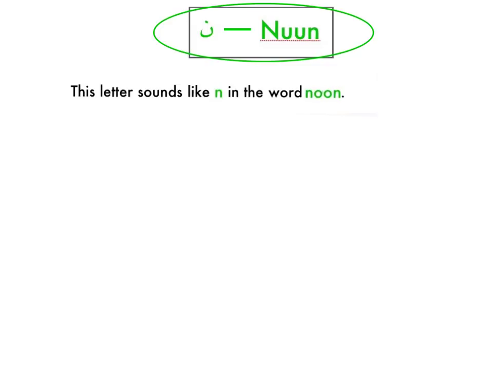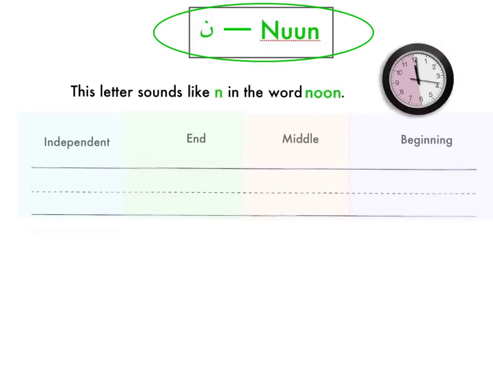The letter noon. This letter sounds like the n in the word noon. Like most other letters, the letter noon has 4 different shapes. At the beginning, we write it like this, and it connects to the letter which comes after it. An example would be noon, the letter noon.